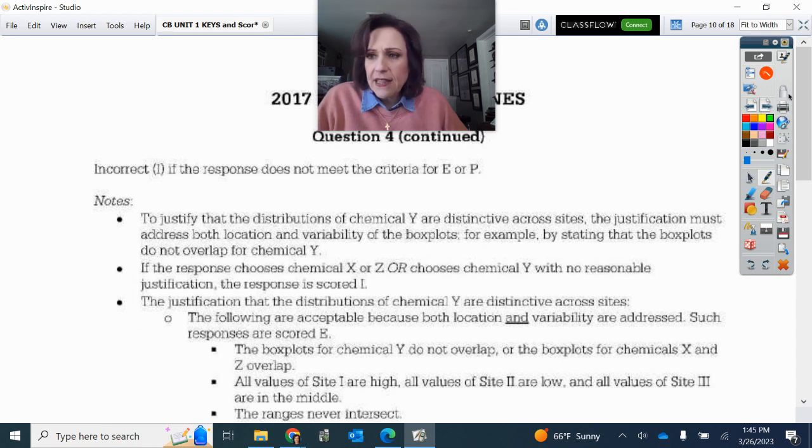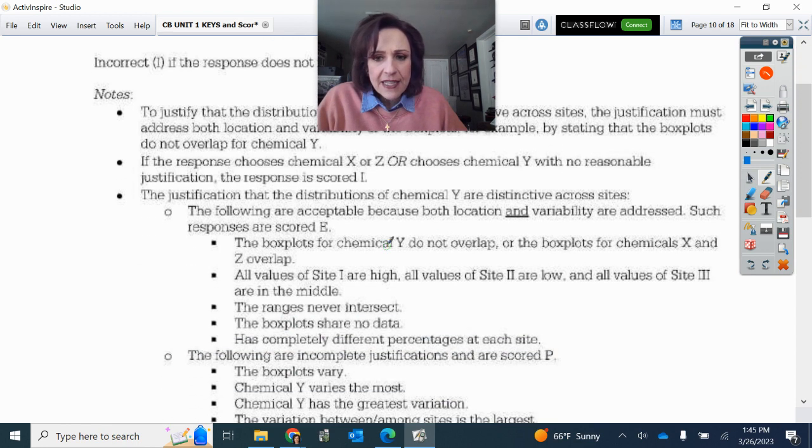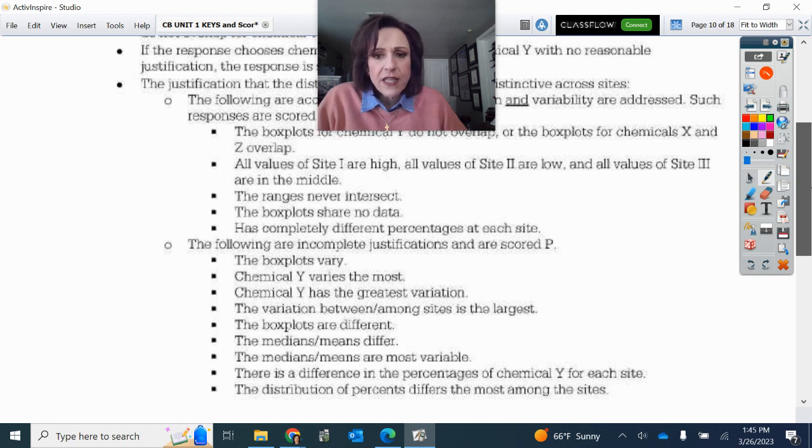So you could say that they don't overlap. You could talk about the variability and the ranges and all of those kinds of things. Okay. If you just said too generically, the box plots vary, or chemical Y varies the most, or if you said any of those kinds of things, then you automatically get sent to a P.